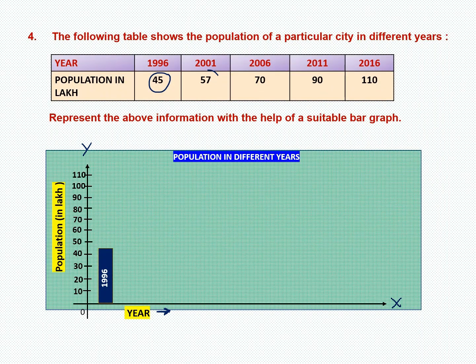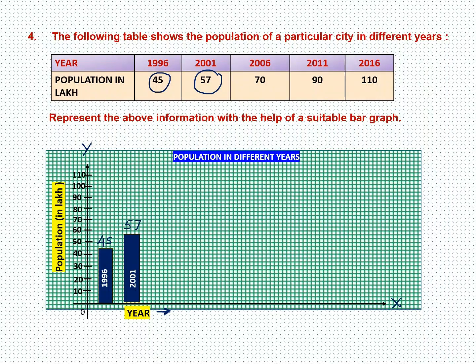Now the second one, 2001, that's after 5 years, the population is 57 lakh. So we have to look for the number 57. So where will you find 57? Between 50 and 60. Look first for 55, which will be right in the middle, and just a little above that you will find 57. The second bar should be in line with 57. So that's our second bar, and this is for the year 2001. So for the year 1996 we had 45 lakh. For the year 2001 we have 57 lakh.